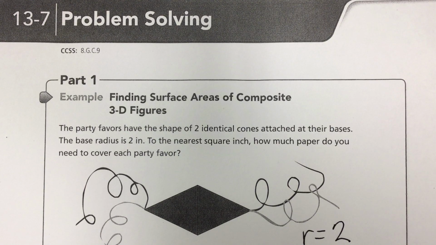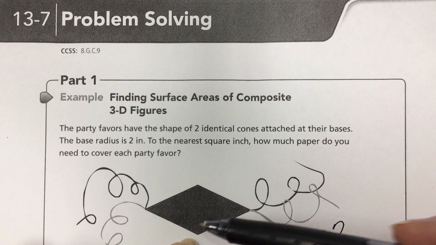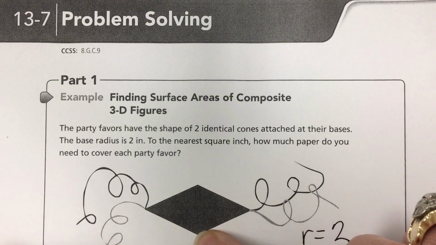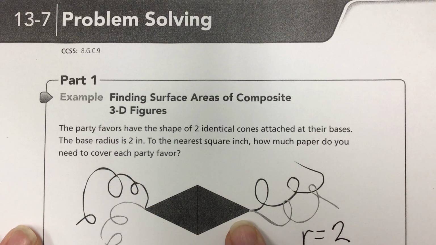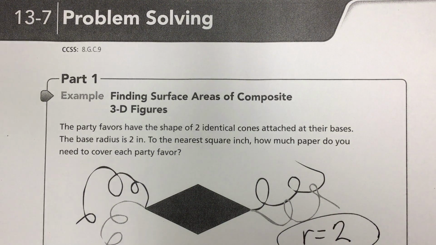Section 13-7, Problem Solving. Part 1, Finding Surface Areas of Composite 3D Figures. The party favors have the shape of two identical cones attached at their bases. It's kind of like we have two party hats attached at their bases. The party hats are cones. The base radius is 2 inches. To the nearest square inch, how much paper do you need to cover each party favor?